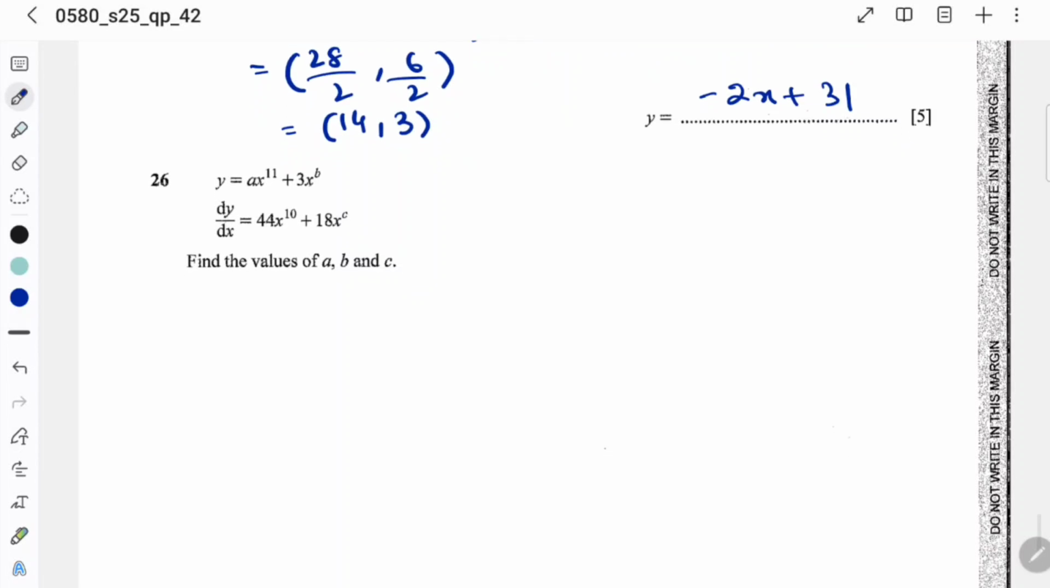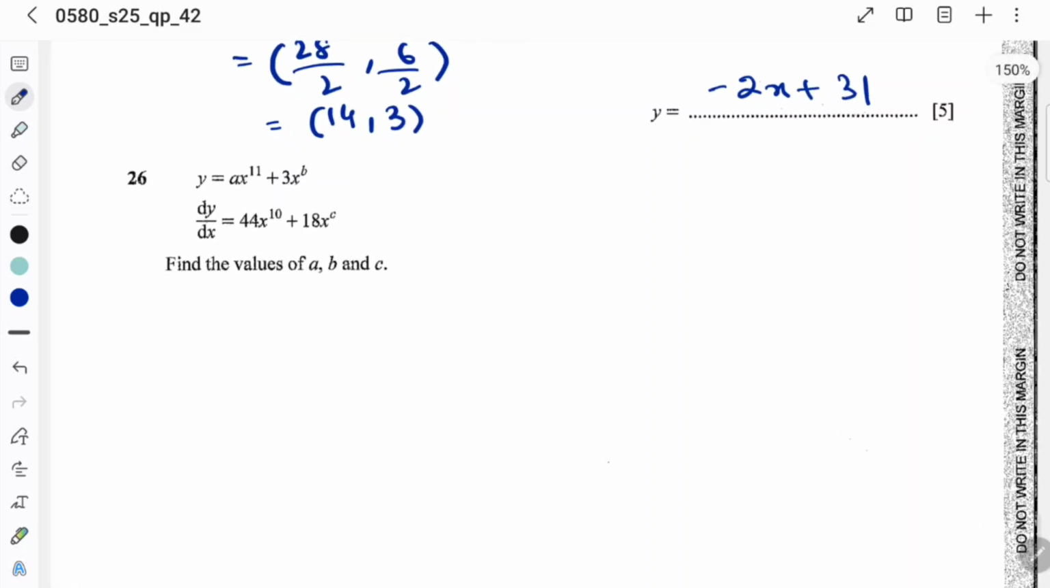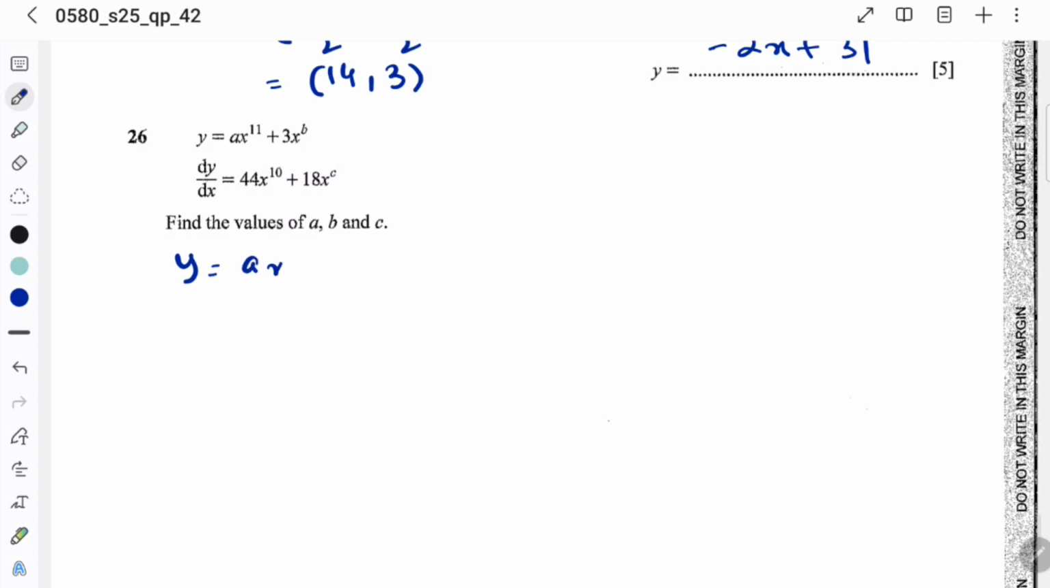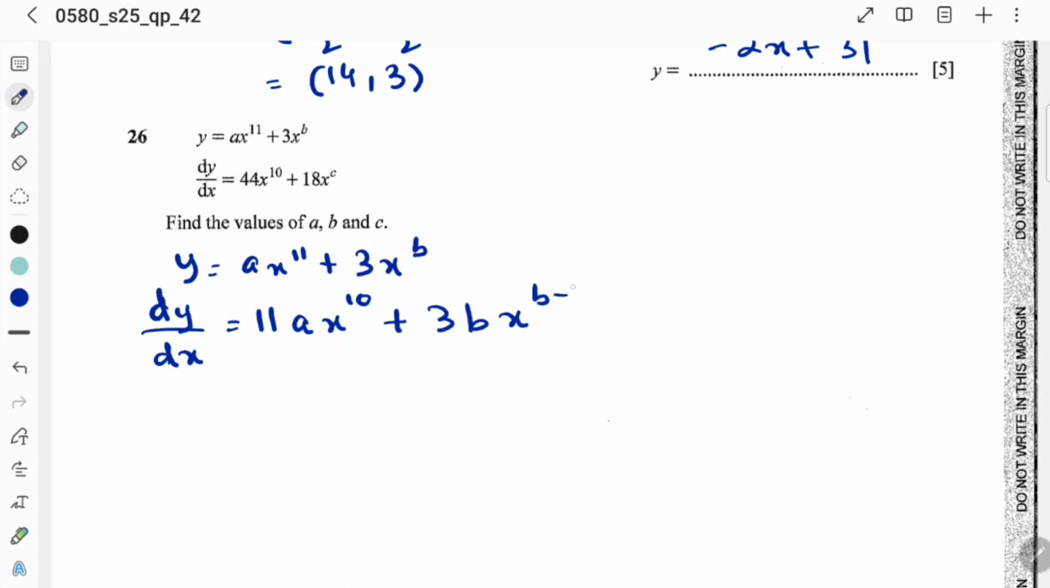Question number 26: y is equal to ax power 11 plus 3x power b, dy upon dx is 44x power 10 plus 18x power c. Easily we can understand that we have to differentiate and then compare both the equations and get our answer. So the question is just a 2 marks question. So y is equal to ax power 11 plus 3x power b, and the derivative of it, dy upon dx, is 11ax power 11 minus 1 plus 3bx power b minus 1.